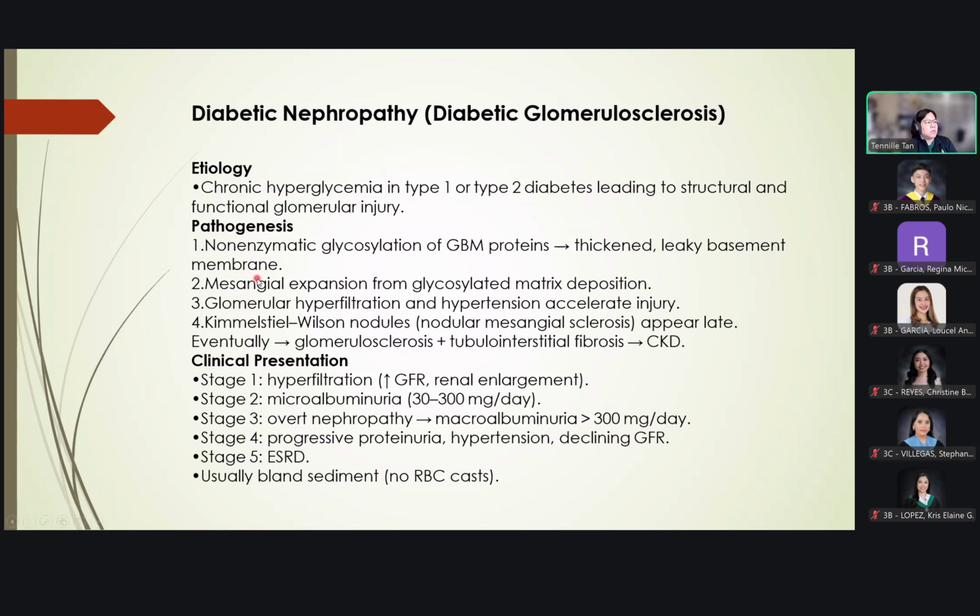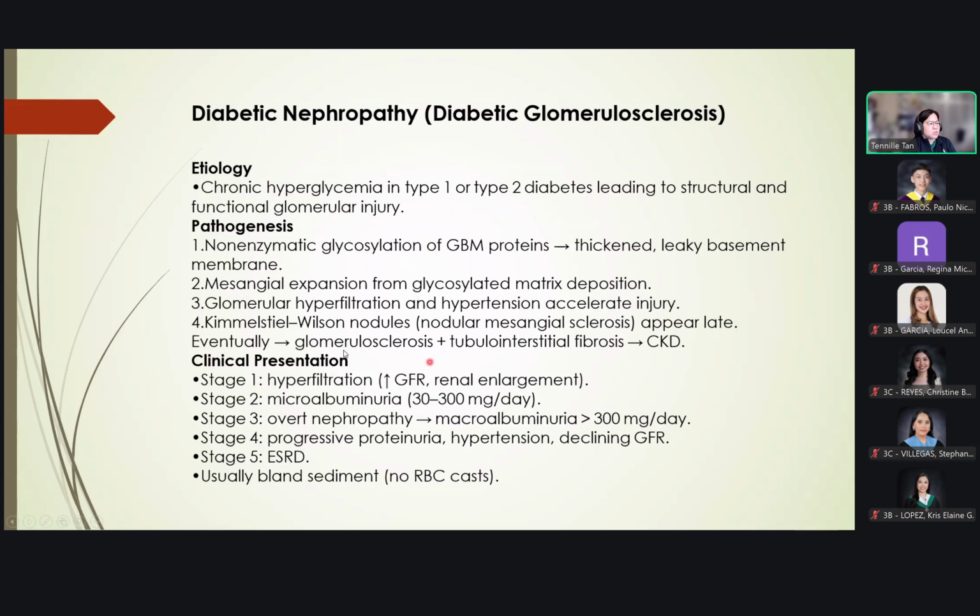So pathogenesis, typically you will have non-enzymatic glycosylation of your GBM proteins, which become thickened, a leaky basement membrane, mesangial expansion from glycosylated matrix deposition, glomerular hyperfiltration, and hypertension, which can accelerate the injury. And then you can have your Kimmelstiel-Wilson nodules or nodular mesangial sclerosis, which may appear late. And eventually you'll have glomerulosclerosis and tubulointerstitial fibrosis, which will lead to chronic kidney disease.